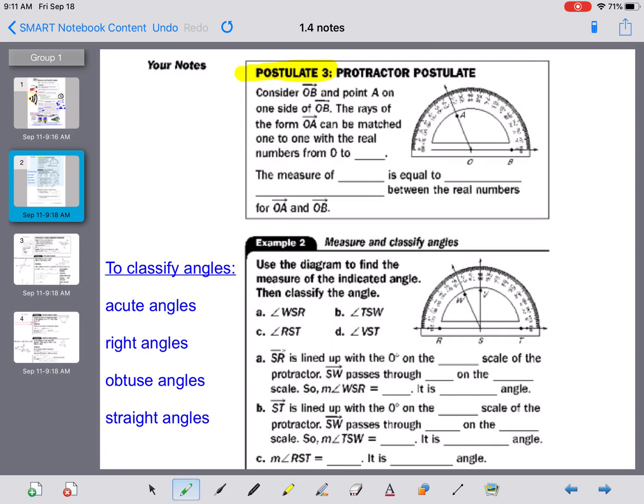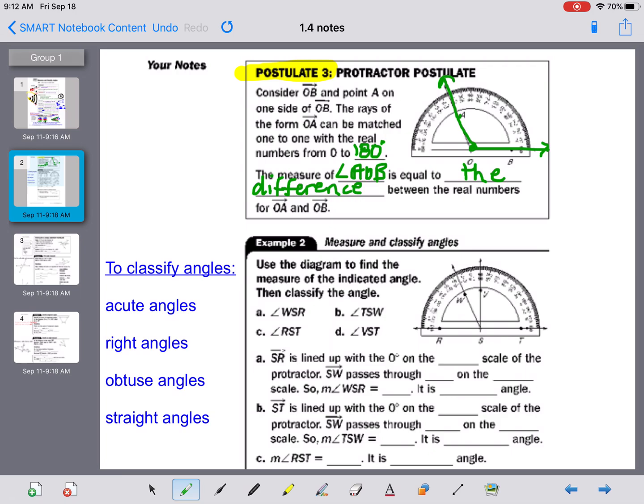It says, consider ray OB, here's ray OB, and point A on one side of ray OB. The rays of OA, so if I make this one, can be matched 1 to 1 with the real numbers from anywhere from 0 to 180, okay? And the measure of this angle AOB, notice O is my vertex, is equal to the difference between the real numbers for ray OA and ray OB.